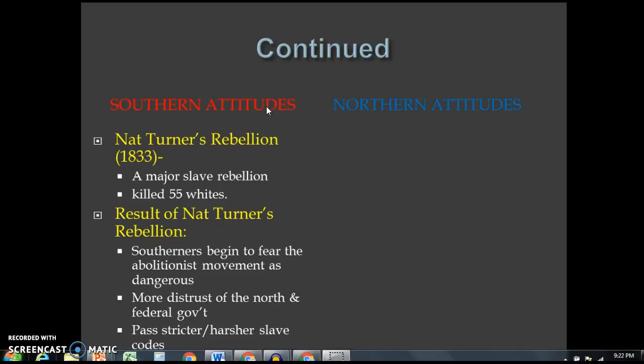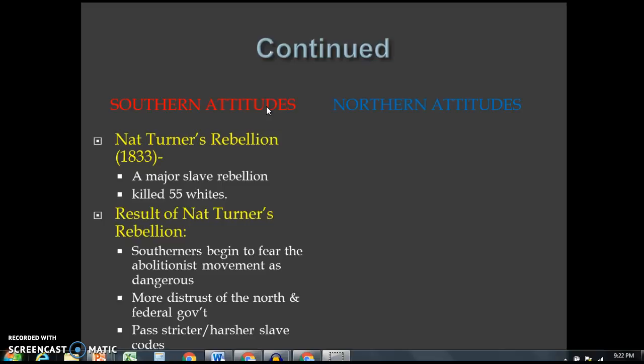This is Long-Term Causes of the Civil War, Part 4, the final edition. So let's pick up where we left off. Kind of recap real quickly here, refresh your memory. In 1833, in Virginia, a slave named Nat Turner rises up and leads a rebellion against his slave owners in the surrounding county there. It was a major slave rebellion.